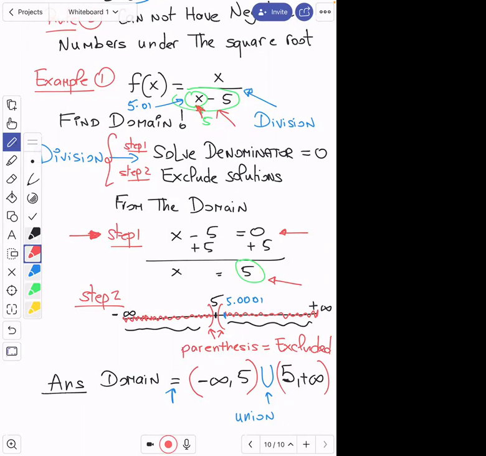Okay, perfect. Once you got the 5, you know you're going to have a problem if your input x is 5, because the denominator is going to be 0. So in the second step, you have to exclude the solutions you got from step 1. Any other question, guys? Okay, so that's the first example, when you have a division. Now let's move to the second example.